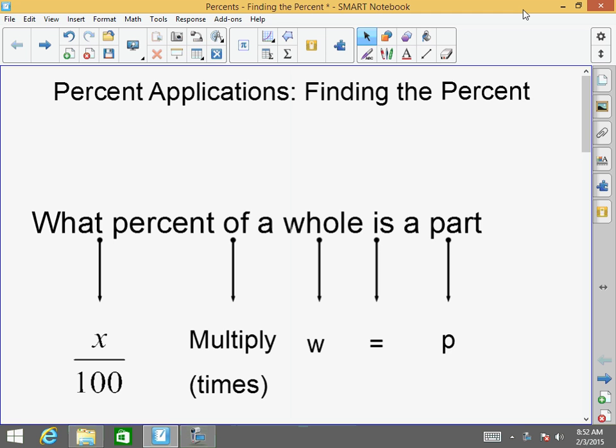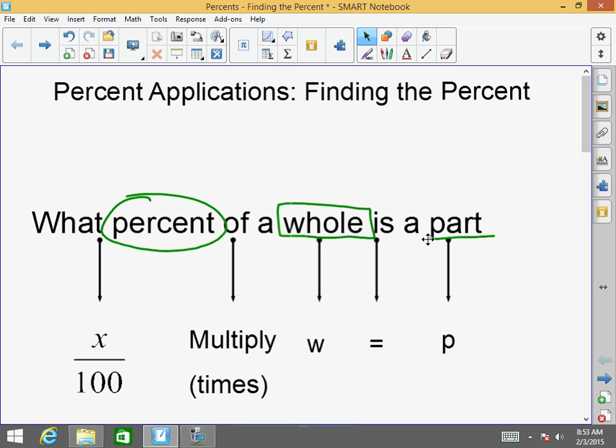Welcome back to Mr. Morrow's Intensive Math class. Today we're going to continue with percent applications. Today we're going to learn how to find the percent. We've already learned how to find the part. And the third application is finding the whole. Let's go over some deciphering skills.